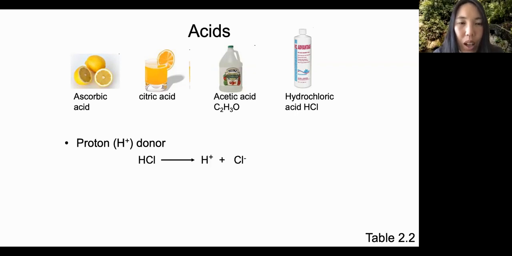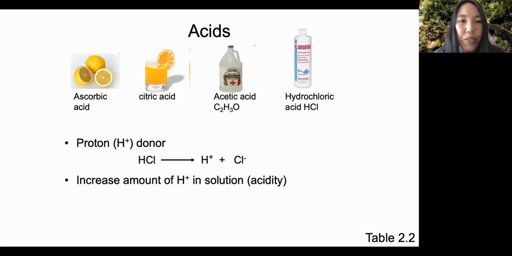For example, take hydrochloric acid, or HCl. When it dissolves in water, it will separate or dissociate into a proton, which is the H with the positive, and a chlorine atom, which is Cl with the negative. Since all acids are proton donors, they will increase the amount of protons in a solution, or in other words, it will increase the acidity of the solution. And we will relate that to the pH scale later.